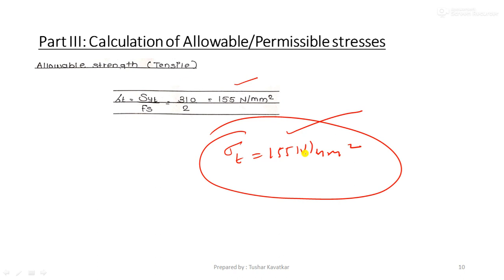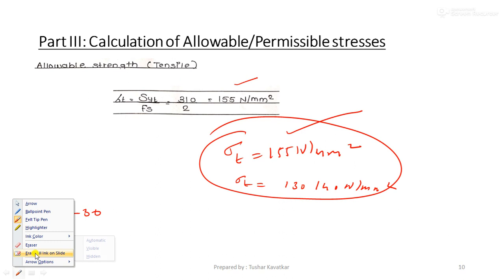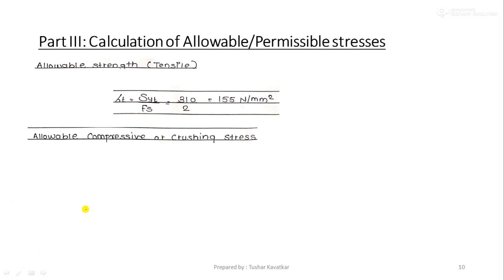So now you might have understood that, let us see, if you have selected C30, the sigma t would be somewhere, let us say, 130 or 140 Newton per mm square. As you go on increasing the material grade, the sigma t will also go on increasing. I hope it is clear to all of you. Next, you have to go for the allowable compressive or crushing strength. Now what is crushing stress? That also we have understood in the earlier videos.